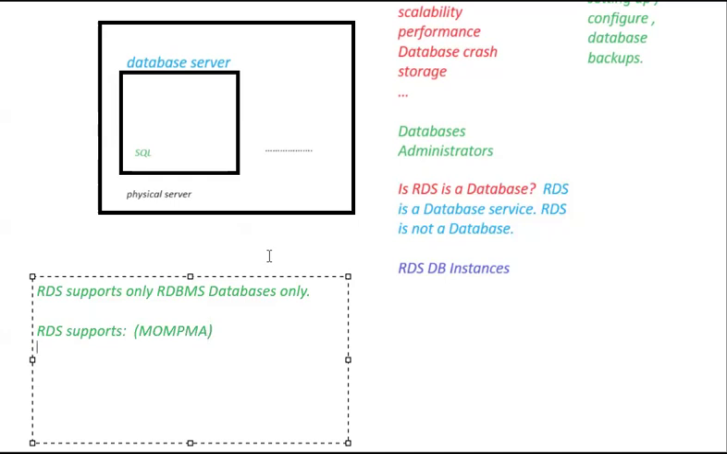What does the first M stand for? I just remembered the RDS supporting engines in this way, that is MOM PMA. In this, each and every letter represents one database.